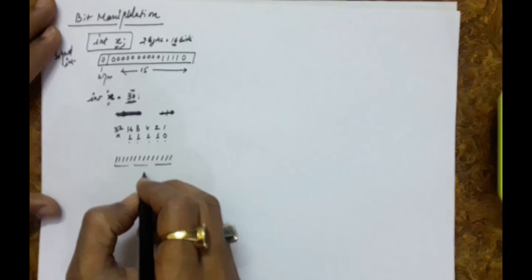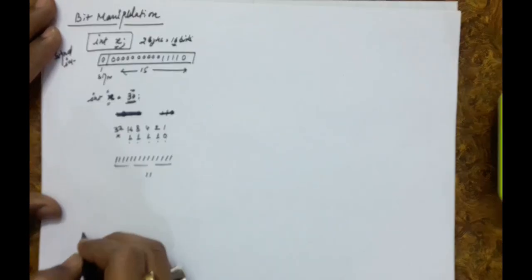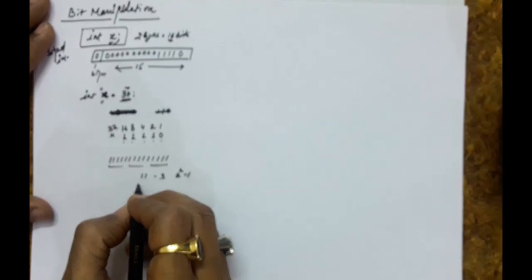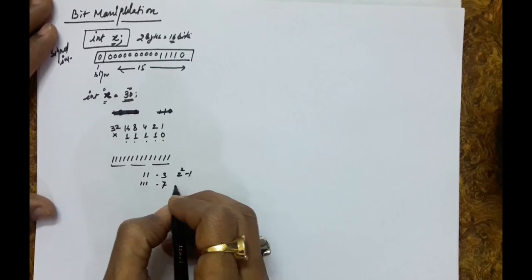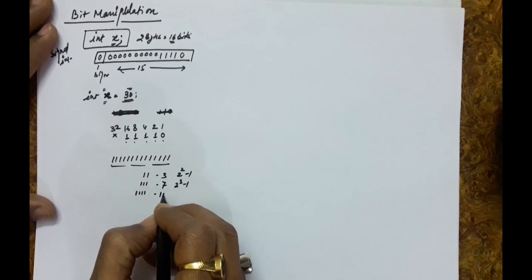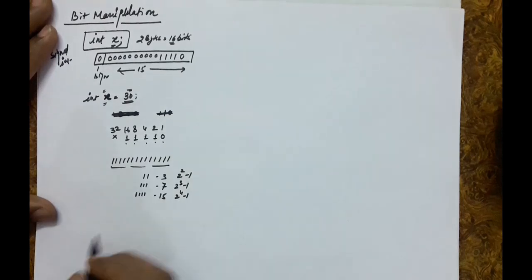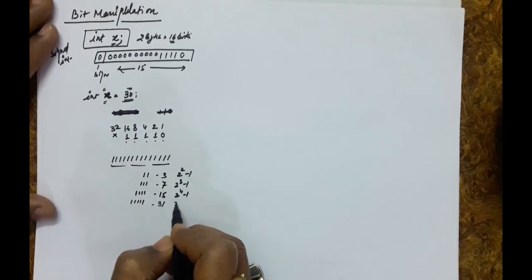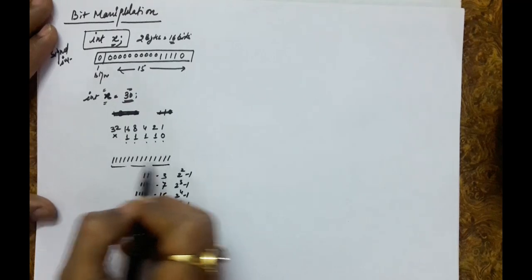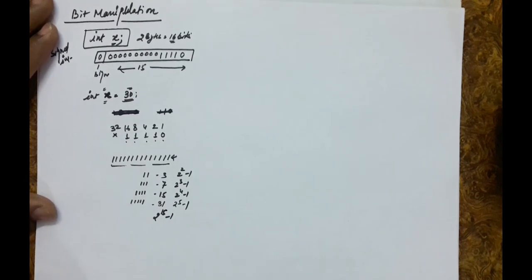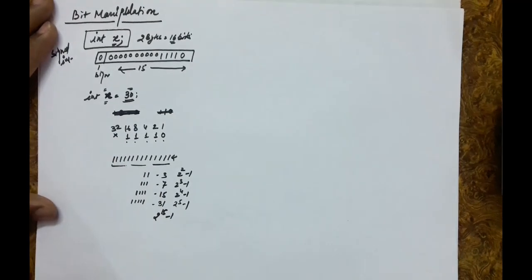Now, the largest number of 2 bits will be 1, 1. That means 3, which is 2 squared minus 1. The largest number of 3 bits will be 111, meaning 7, which is 2 cubed minus 1. The largest number of 4 bits will be 1111, meaning 15, which is 2 raised to the power 4 minus 1. The largest number of 5 bits will be 11111, meaning 31, which is 2 raised to the power 5 minus 1. Similarly, the largest number of 15 bits will be 2 raised to the power 15 minus 1. Fine, this is the largest number that can be represented using an integer variable.